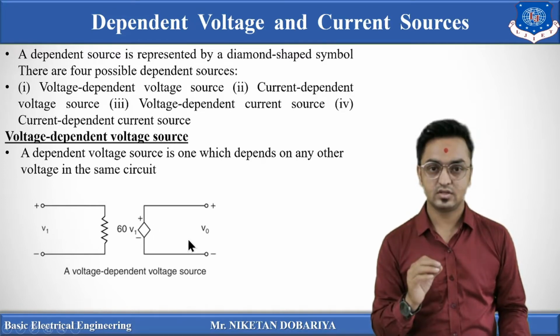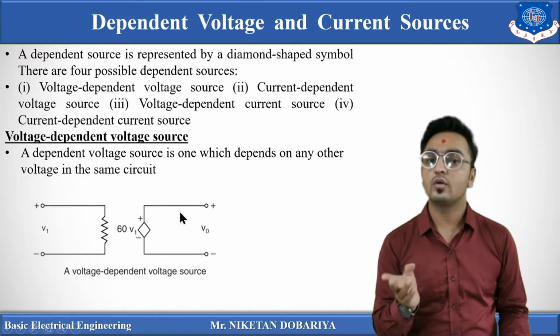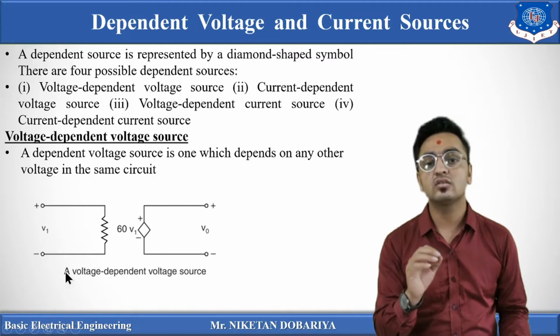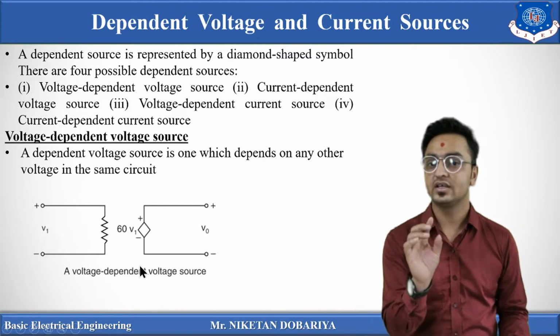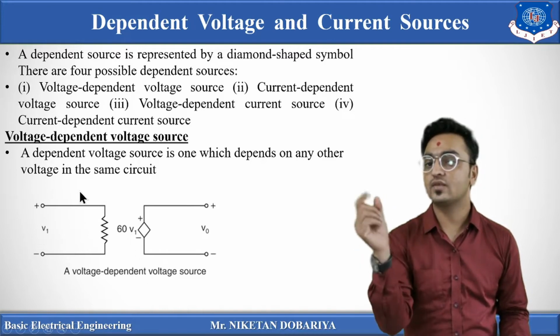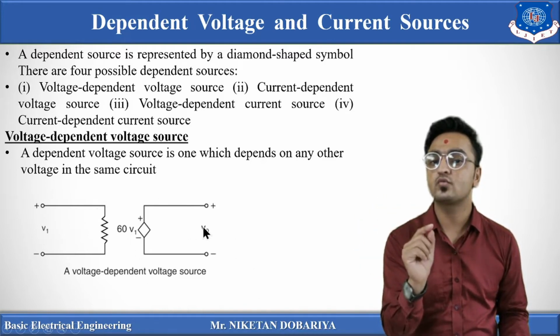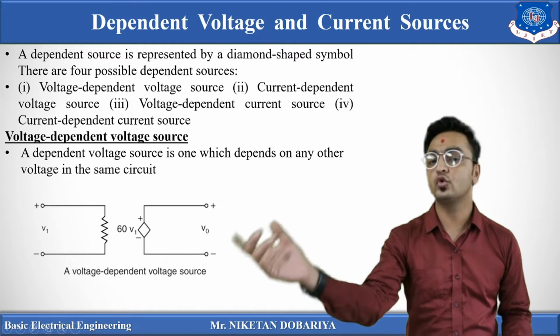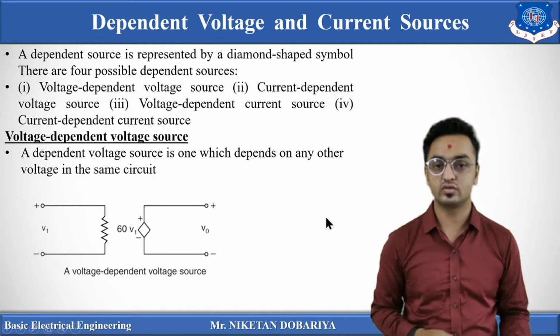That means the output voltage of this source depends on this voltage. That's why it is voltage dependent. And which type of source is this? Voltage source. That's why it is a voltage dependent voltage source.